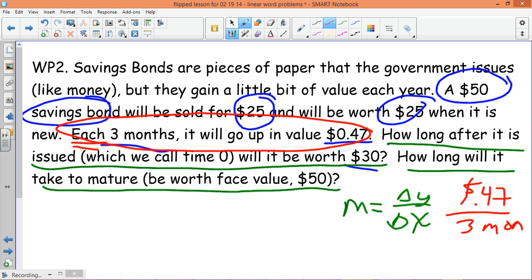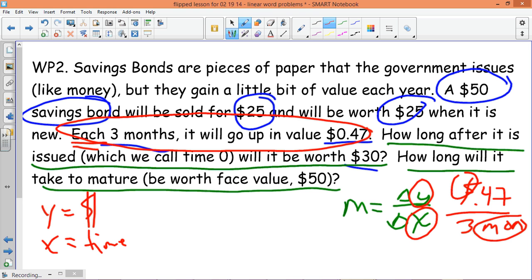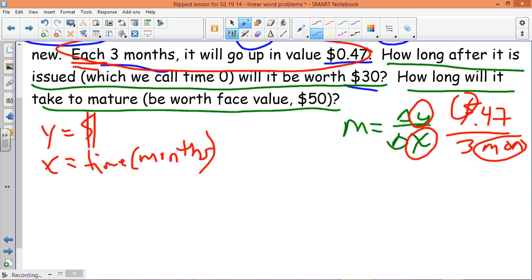Notice, once again, my y is equal to money, and my x is equal to time, but this time it's in months. I'm going to go back and write this over here. Y is money in dollars. X is time measured in months now. The last problem we were measuring in years. Now all our things need to be measured in months. Okay, I have my slope. My slope is 47 divided by 3.